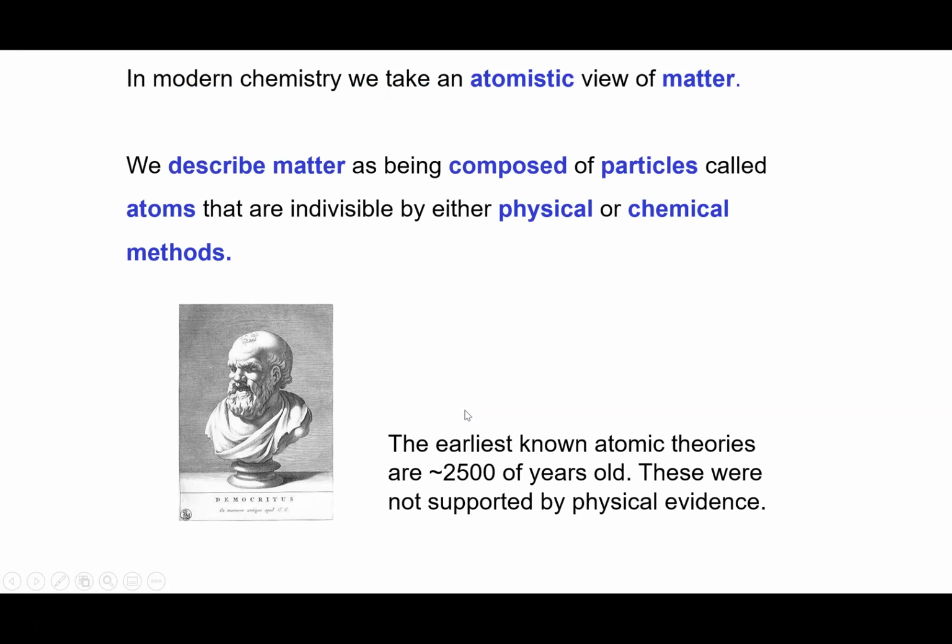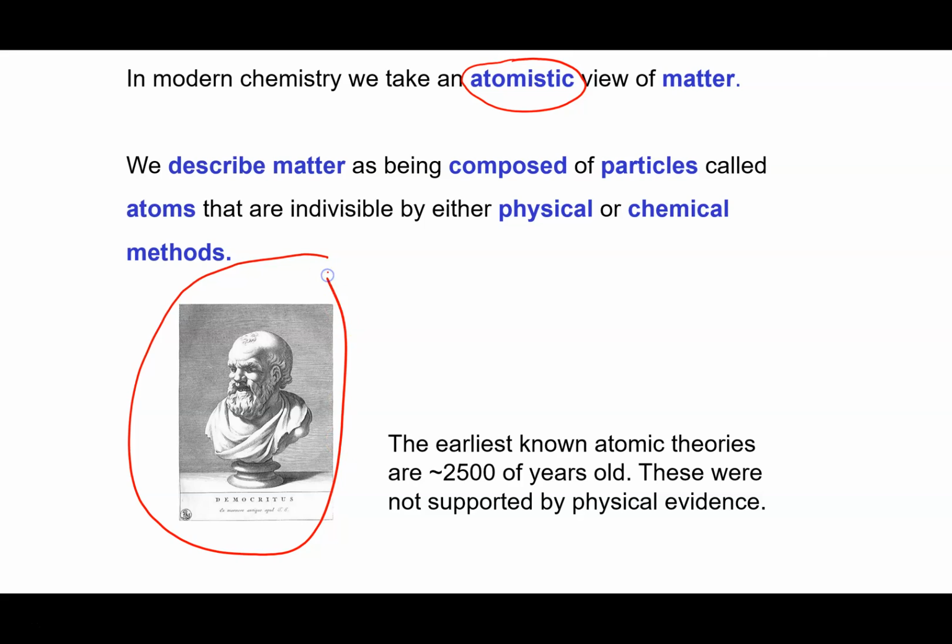So in modern chemistry, we take an atomistic view of matter, and the atomistic view of matter was first explained by this guy Democritus around about 2,500 years ago. Well, it was first written down by him. Other people may have had that same idea. And these early theories were not supported by any physical evidence. They were just people hypothesizing in the philosophical sense.